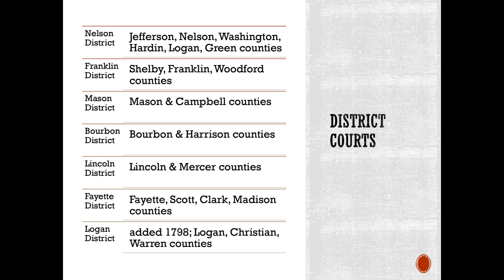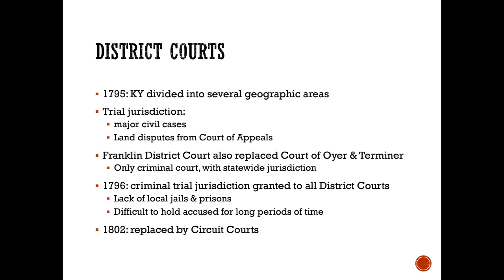But in general, the district courts held trial jurisdiction, so they could hear all the major civil cases, and they could hear land disputes, which they took over from the Court of Appeals. So they could hear people who were arguing about land within their district. They didn't have to go to a state court to argue about something that was relatively local to what they were discussing.